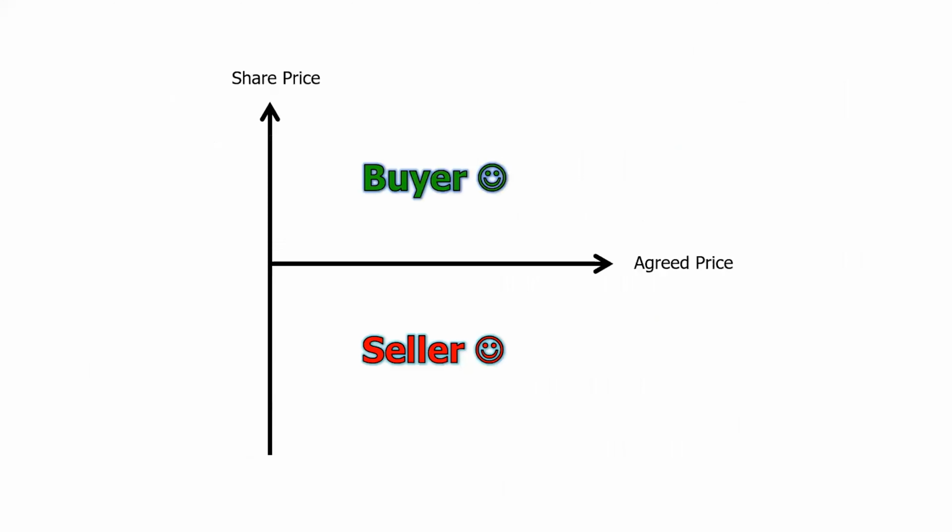This is just a very simple example. So just take note, this is a very simple summary for a call contract. As a buyer of a call contract, you will want the share price to be higher than the agreed price. And of course, as a seller of the call contract, you will want the share price to be lower than the agreed price. So this is how it works for call options.